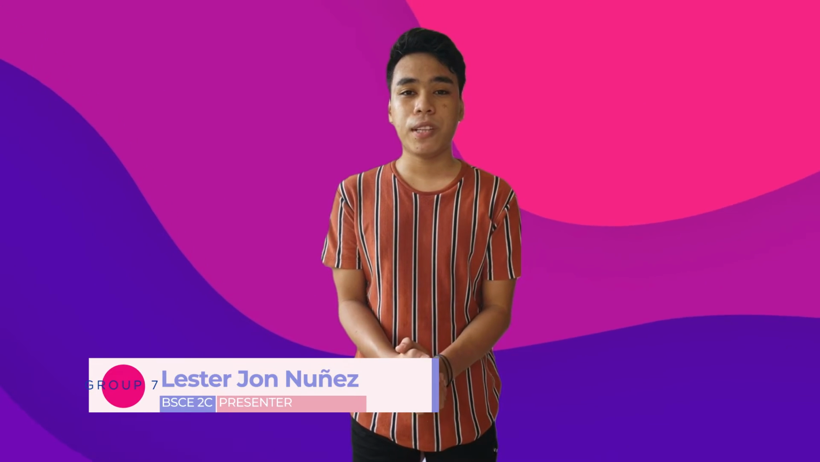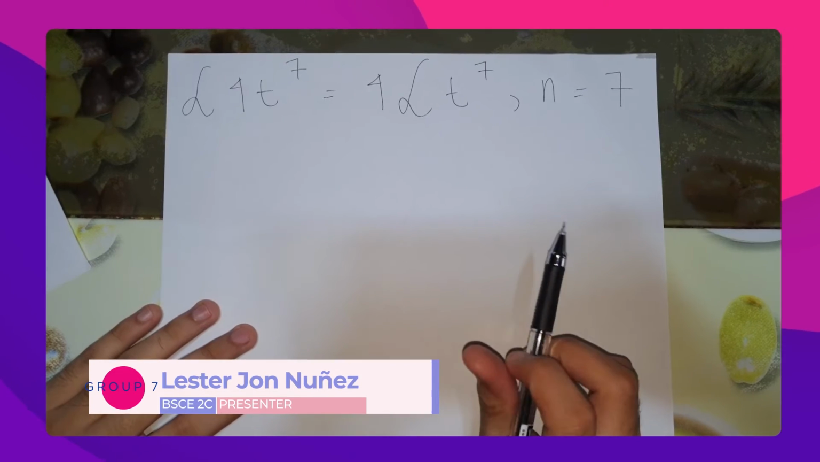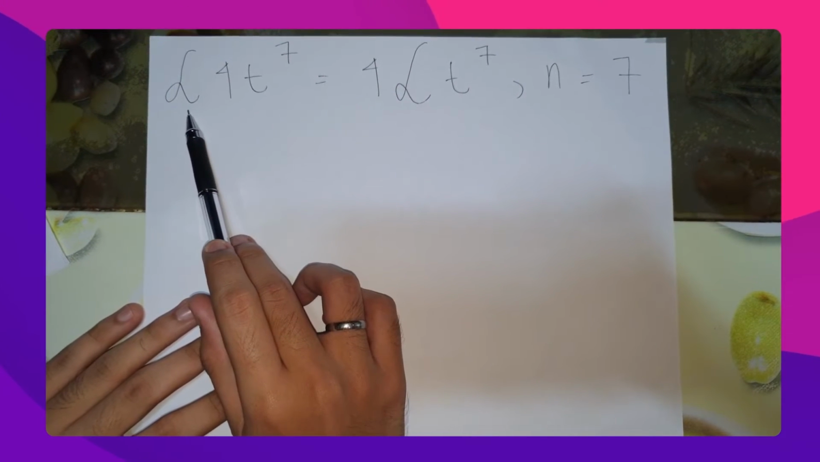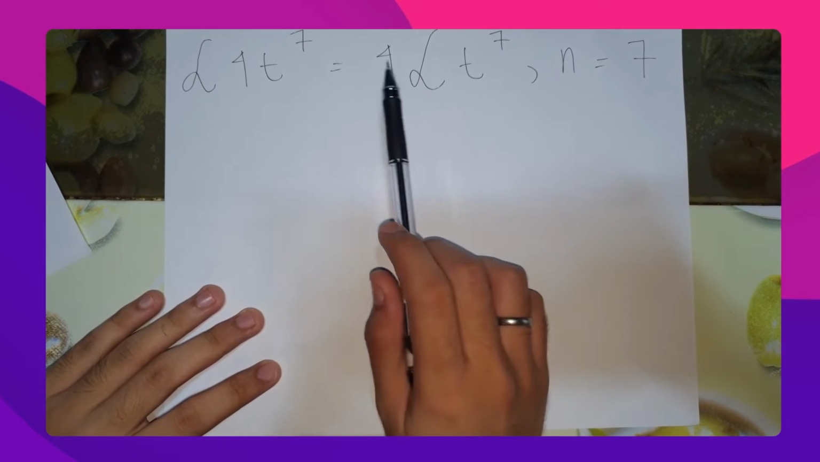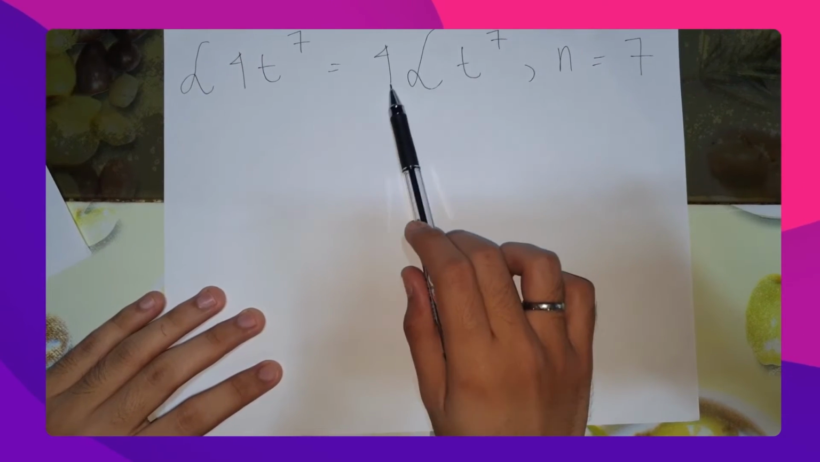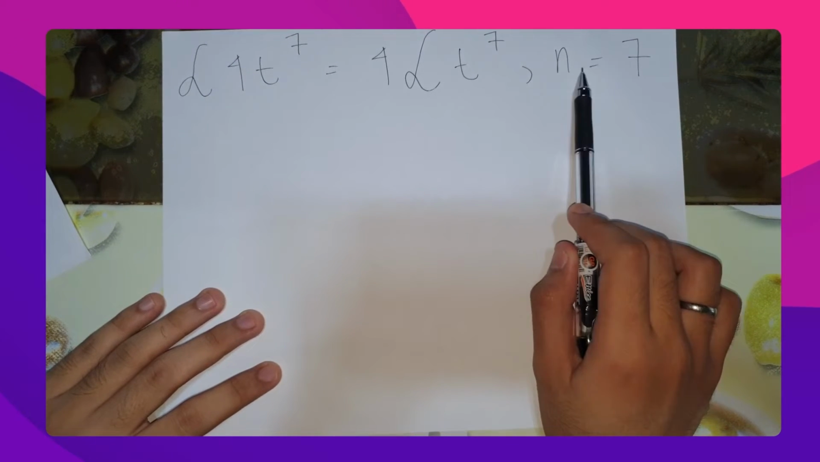I am Lester John Ononez, and I will be presenting my sample problem in Laplace transform. Here is the sample problem, which is the Laplace transform of 4t raised to 7. It can be rewritten as 4 times the Laplace transform of t raised to 7, where n is equal to 7.